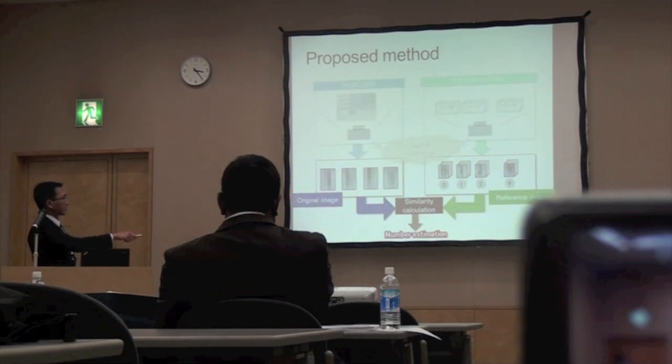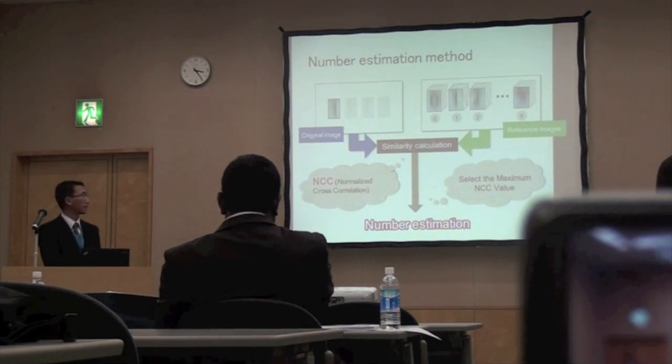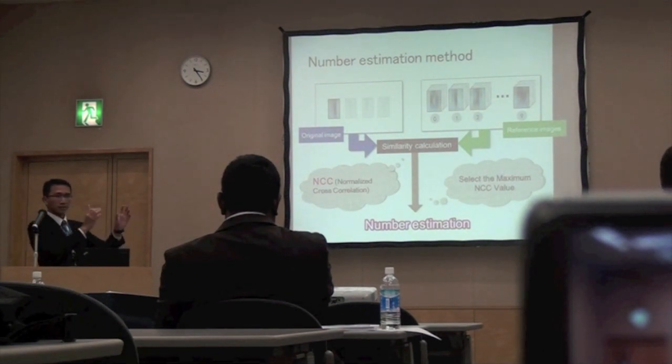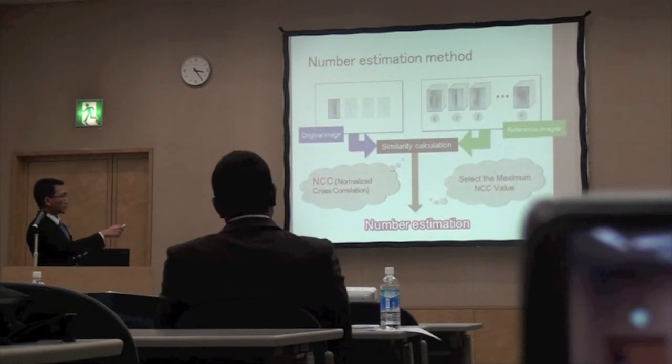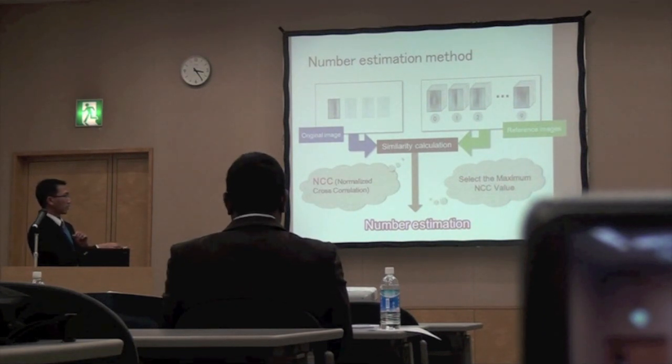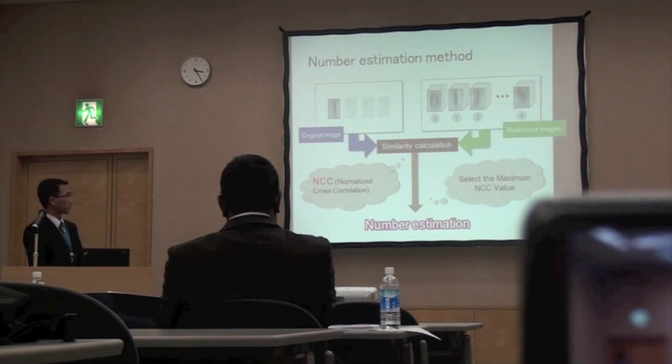Next, after we have the reference images and the original image, we go to the final step, the similarity calculation. The number is estimated by implementing the NCC, or normalized cross correlation. The NCC computes the degree of similarity between the original image and the reference images. Then, from each NCC value calculated from all the reference images, we select the maximum NCC value. The reference image which has the maximum NCC value is then estimated as the correct number for our program.